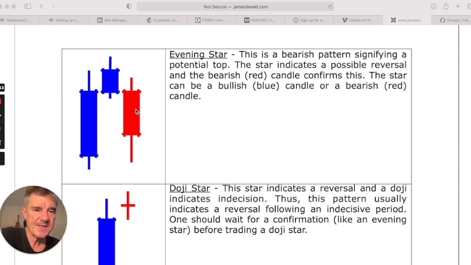This is a bearish pattern signifying a potential top. The star indicates a possible reversal, and the bearish, the red candle, confirms this. So you've got a star followed by a red candle confirming that, or possibly confirming it. The star can be bullish, blue, or bearish, red.